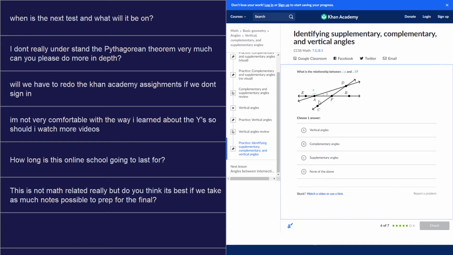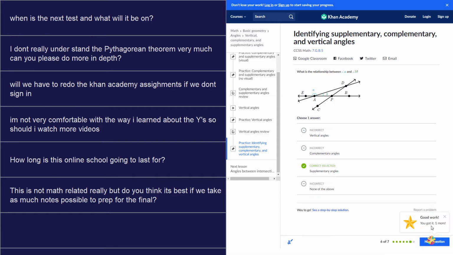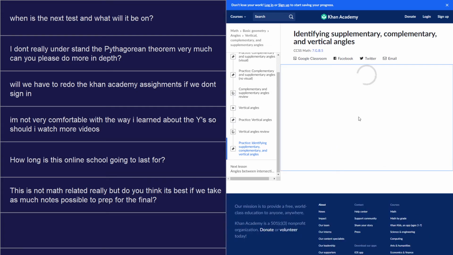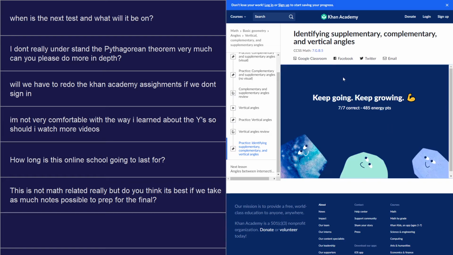Two more questions. That's a linear pair right there. Those are supplementary. And one more. Those are vertical angles right there, opposite each other. Okay, so I get my 7 out of 7. Awesome. And let's see what happens here.